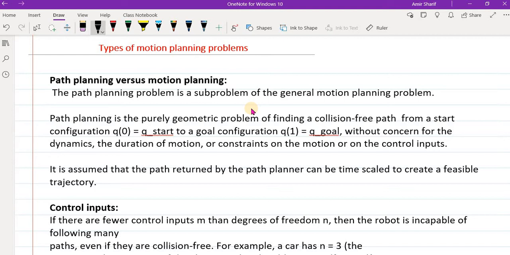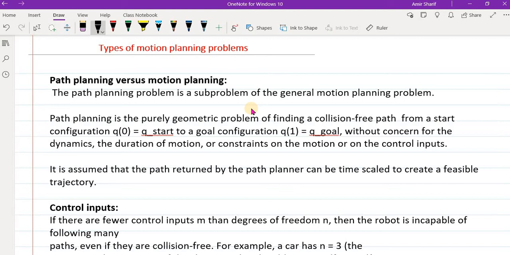Path planning is a purely geometric problem of finding a collision-free path from the start configuration to the goal configuration, without concern for dynamics, the duration of motion, or constraints on the motion or control inputs. So path planning is just finding a collision-free path from the start position to your goal position, and in path planning we are not concerned about the dynamics of the robot.